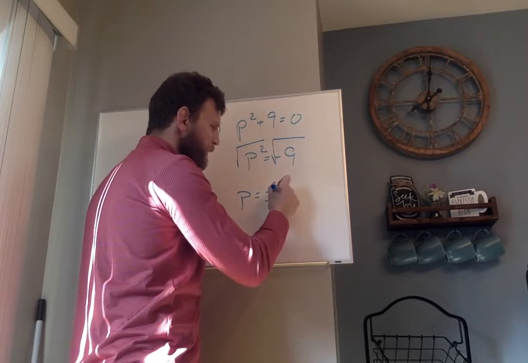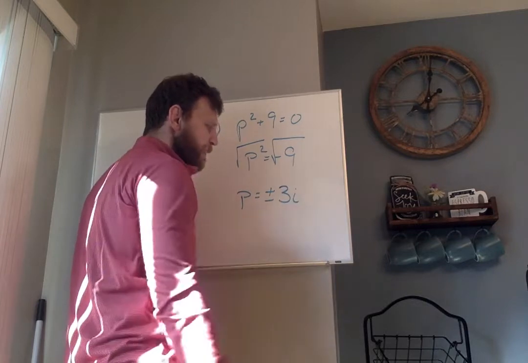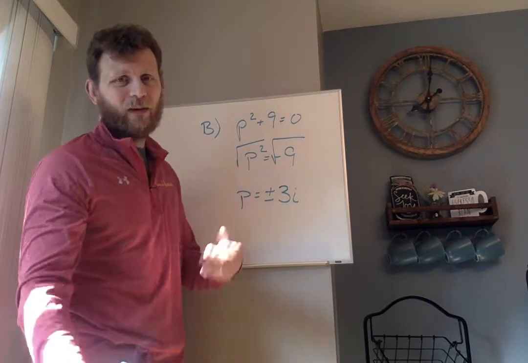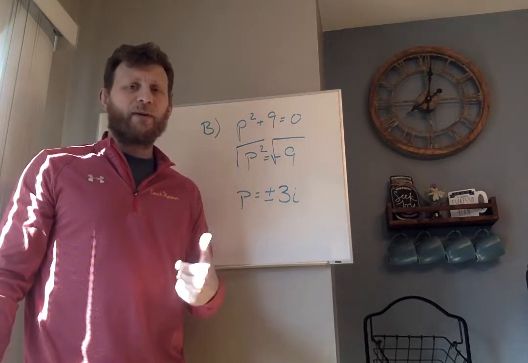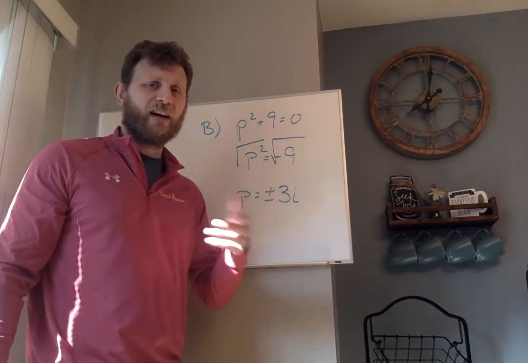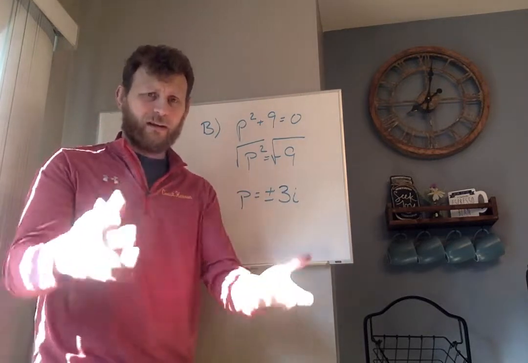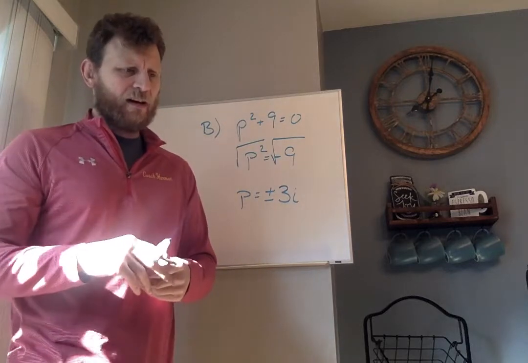Well, the square root of 9 is 3, and the square root of negative 1 is i, okay? So basically, when I take the square root of a negative number, I just focus on the number, all right? In this case, it was 9. The square root of 9 is 3. I break that down, and then I add an i to it because it was negative, okay?